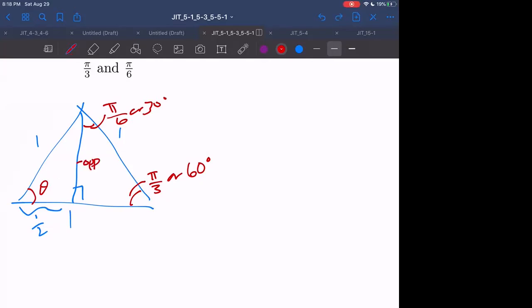All righty. So what we can do is we've got to figure out the length of this opposite side here. Okay, we can use Pythagorean theorem. And so we've got that the opposite side squared plus 1/2 squared, because we know that this length is 1/2, is equal to 1.